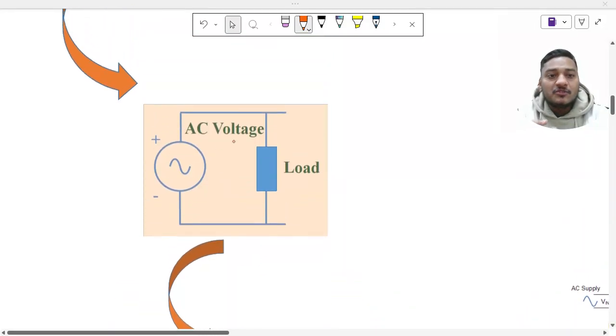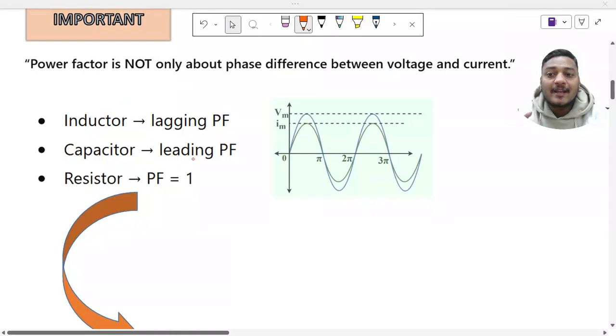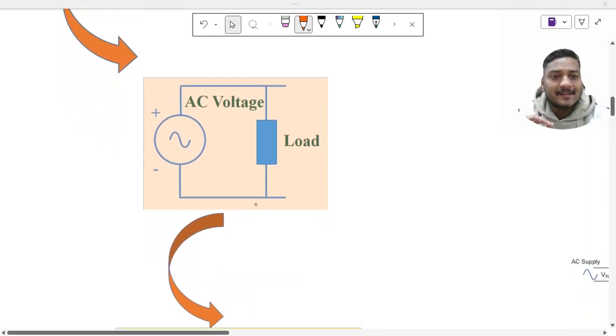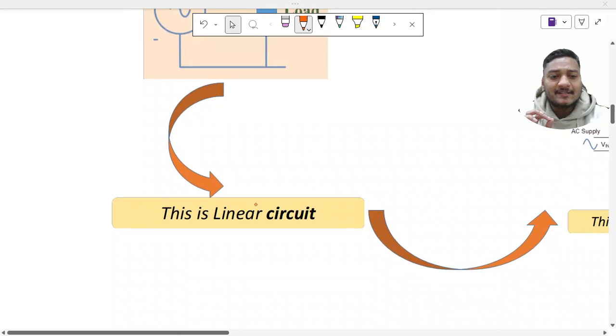And if you simulate this circuit, you will get exactly the expected behavior. Your input current will be in phase with the input voltage if it is a resistive load. So what kind of circuit is it? Linear circuit. And I hope you know what a linear circuit is.